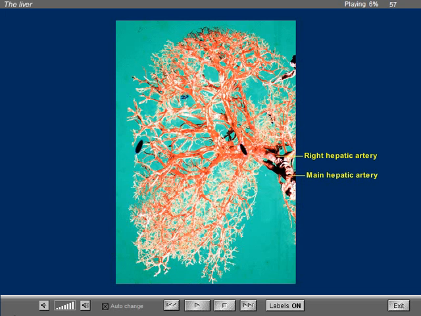This is a cast corrosion preparation of the right lobe of the liver where plastic was injected in the hepatic artery. Note that the branches of the hepatic artery and the main hepatic artery are smaller in caliber than the portal vein, and this is a reflection of the blood flow that goes into the liver via the hepatic artery. Note the uniform distribution of vessels throughout the right lobe of the liver.